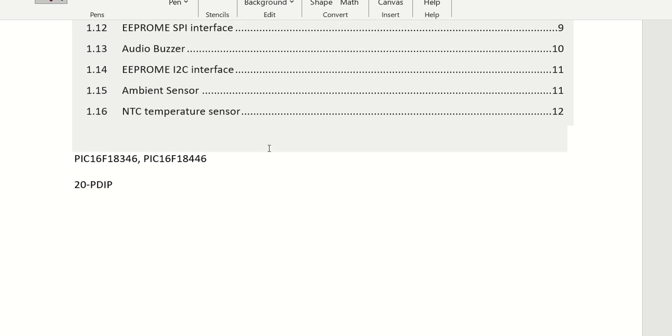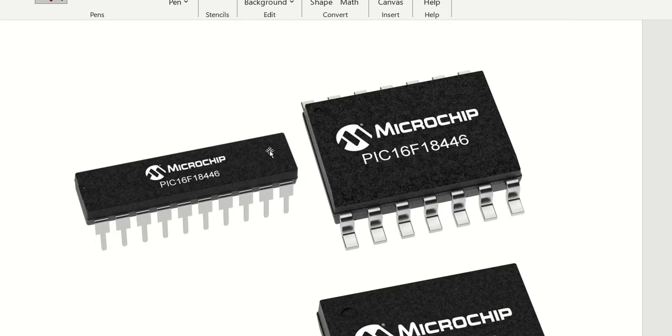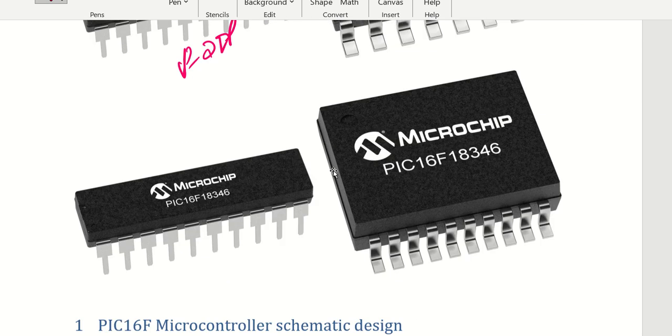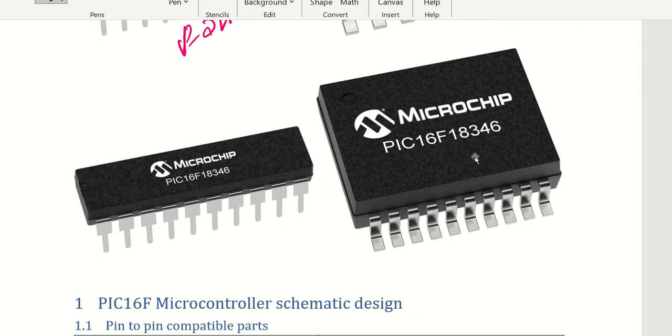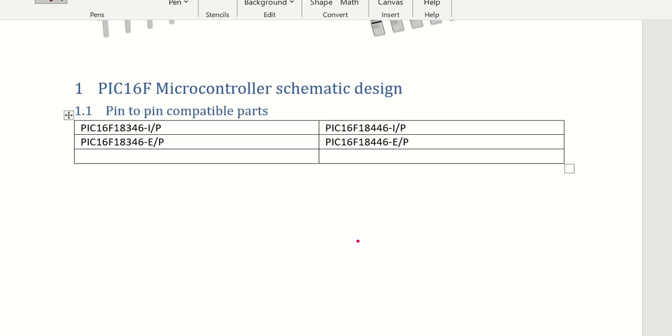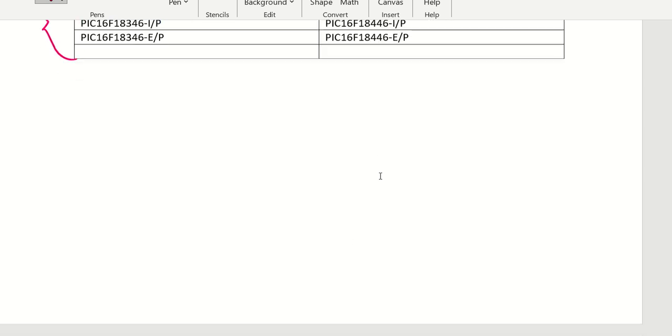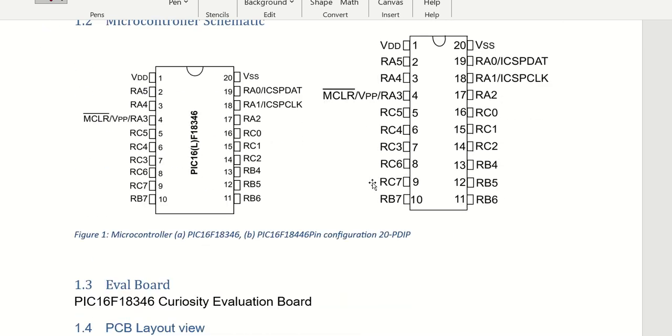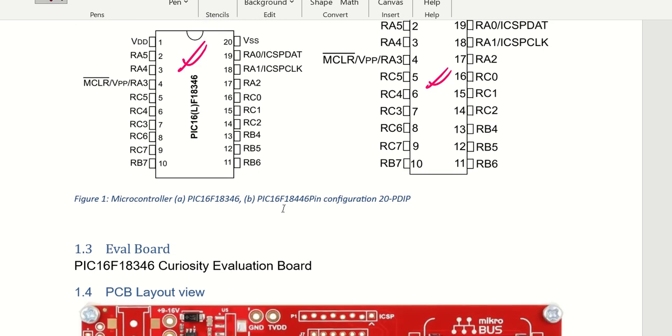So let us start one by one. Very quickly you can see we have two parts, that is 18446 in PDIP 20 package, and this is also the same part with SOIC package. Similar to that, we have 18346 for both the packages. Now coming back to pin compatibility, both parts are pin compatible to each other. Now talking about pin configuration: you can see 18346 is this and 18446 is this one.